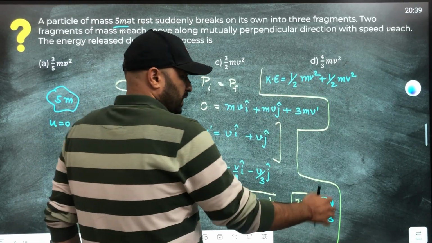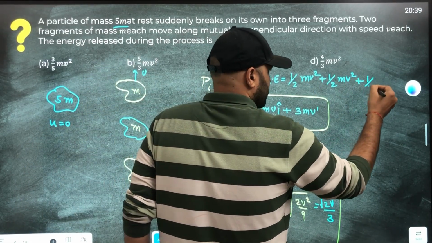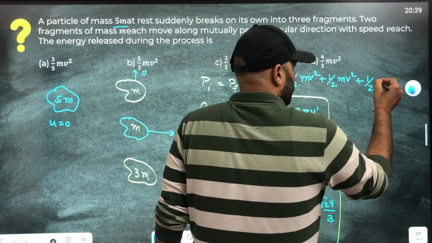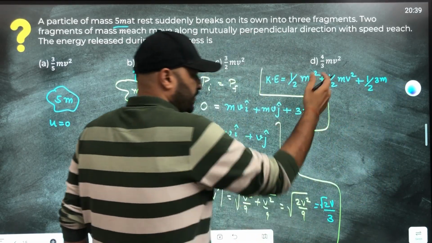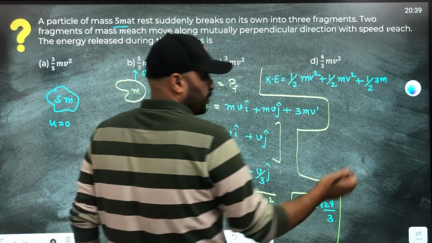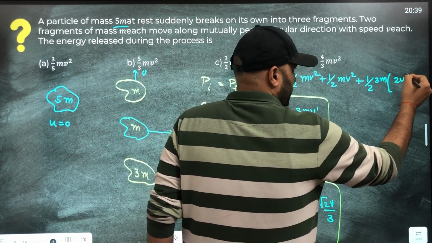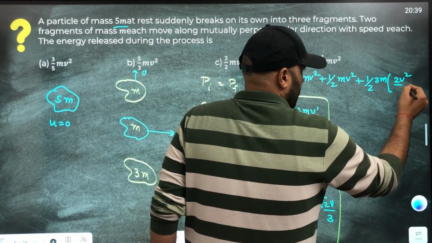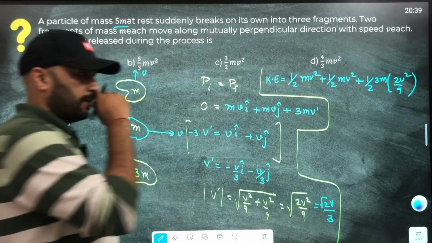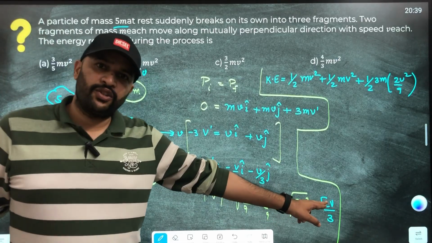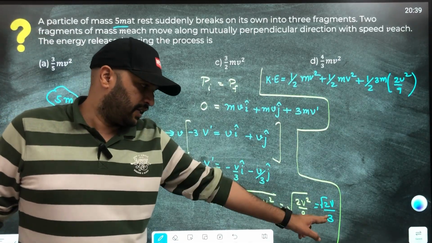Okay. What will be the third one? So the third one has a mass of 3m. So it will be 3m. And what's the velocity? v square. If you square this, it will give you how much? 2. Root 2 square is 2. v square upon 9. I hope this is clear. Let me repeat again. Root 2 square is 2, v square, and 3 square is 9.